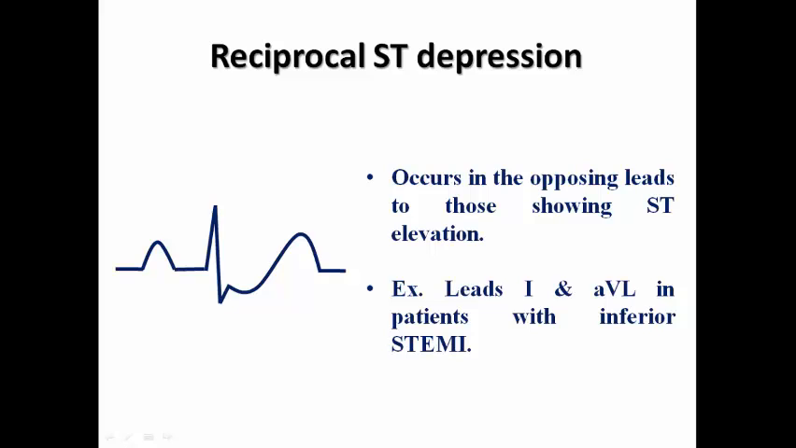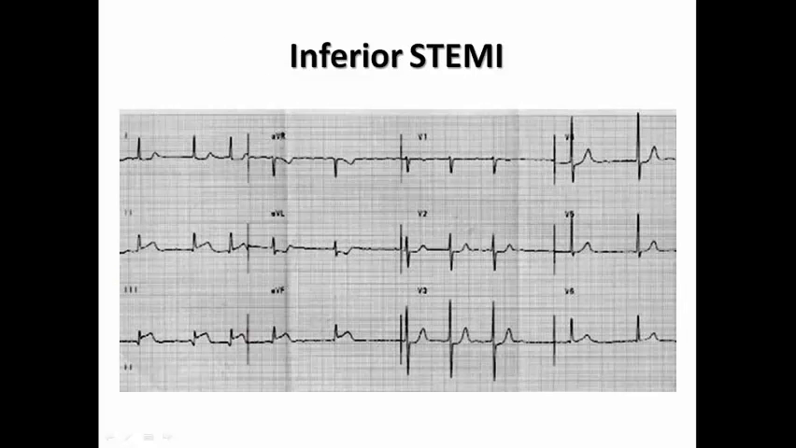Reciprocal depression is very important to differentiate STEMI from pericarditis, as we are going to discuss in another lecture. So for example here, this patient has inferior STEMI. As we can see here, he has ST elevation in the inferior leads as well as reciprocal ST depression in the high lateral leads, to ensure this patient has a frank pattern of inferior STEMI.